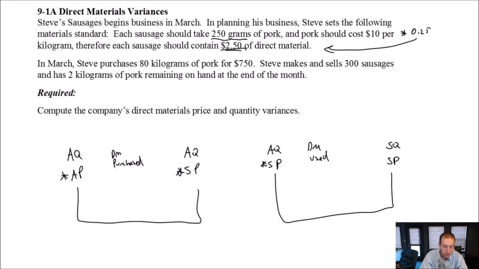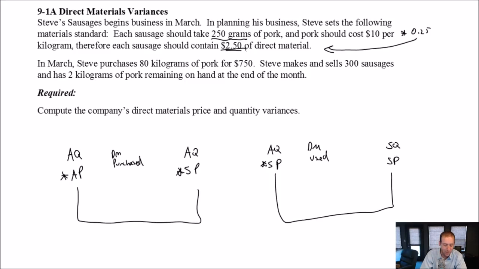In March, Steve purchases 80 kilograms of pork for $750. Steve makes and sells 300 sausages and has 2 kilograms of pork remaining on hand at the end of the month. Okay, so we want to know whether Steve was efficient, whether he was meeting his standards, or whether he wasn't. And of course, this is a really great tool for evaluating, as I mentioned in the intro video. So let's start to figure out the AQ, the actual quantity that Steve purchased.